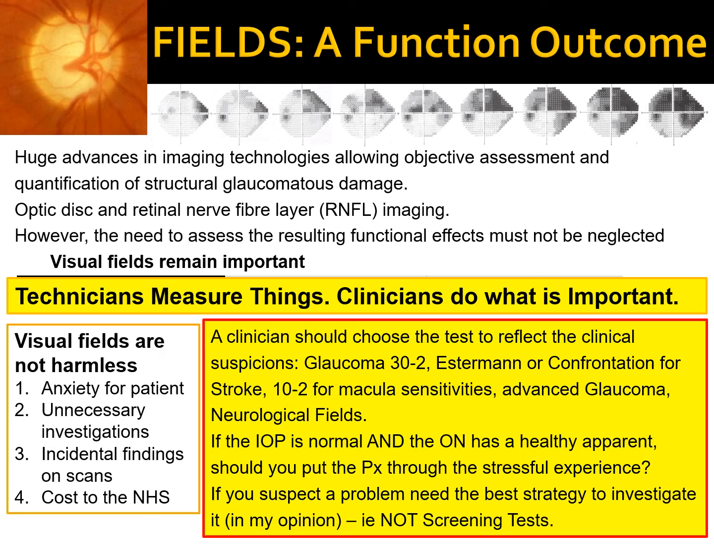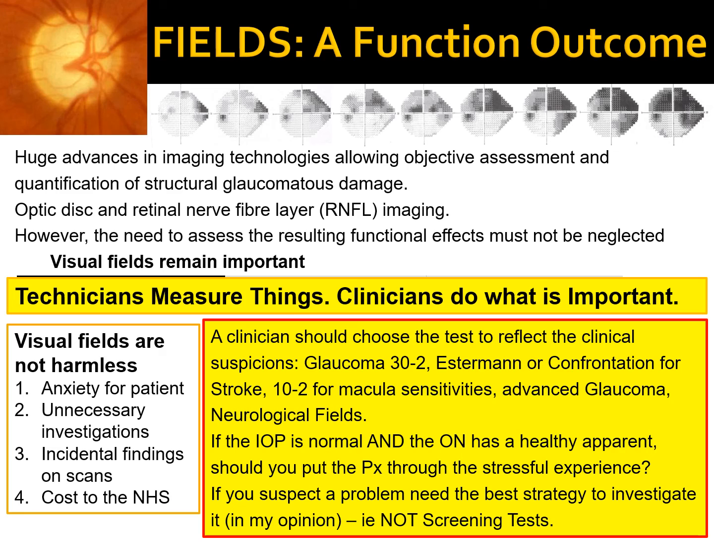So if you're suspicious of glaucoma, you might do a 24-2 or 30-2. If the patient has had a stroke, then you might be looking for an Esterman or even confrontation. 10-2 for macular sensitivities or indeed advanced glaucoma, and neurological fields. And if the IOP is normal and the optic nerve has a healthy appearance, then why would you put the patient through a stressful experience?